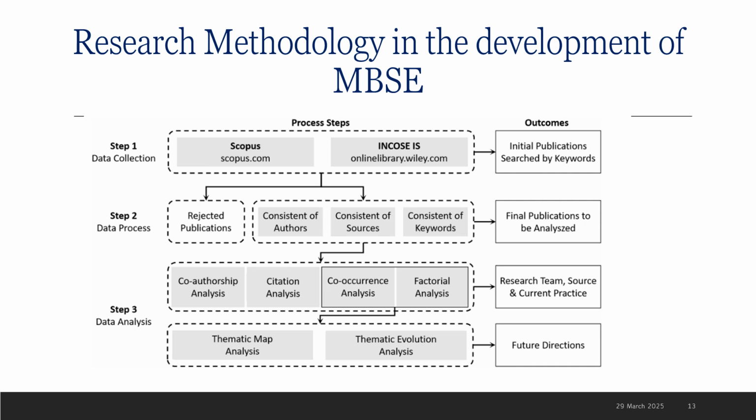Step 3 is all about different types of analysis like co-authorship analysis, citation analysis, co-occurrence analysis, and factorial analysis, followed by the thematic map and evolutionary analysis. All these steps finally lead to the future directions an author or research team should head toward. In the upcoming slides, let us discuss the different types of visualization analysis methods available to support the scientific research community.